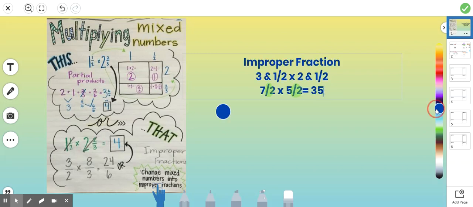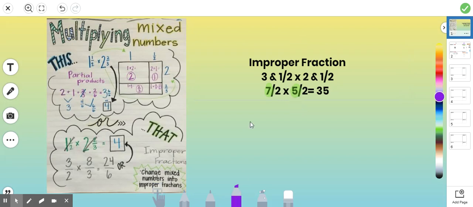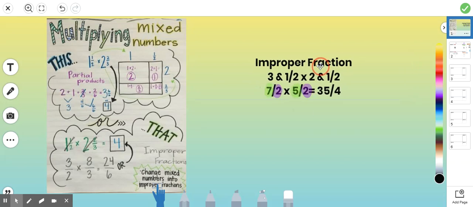And then we do our denominator times our denominator. Move that back over. Our denominator times our denominator. So 2 times 2 is 4. Okay? And so then I have to say, this is where sometimes I feel like improper fraction is hard, because if you don't know how to change this back to a whole number, then you're kind of stuck.